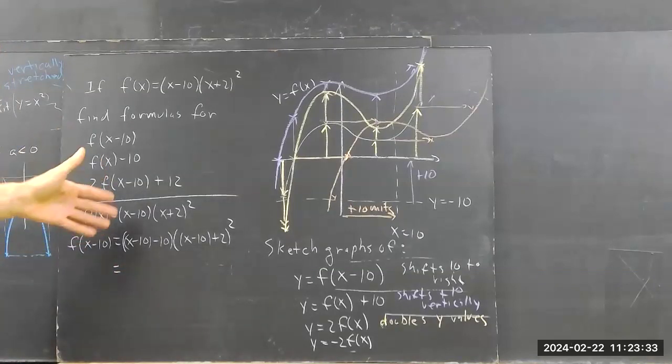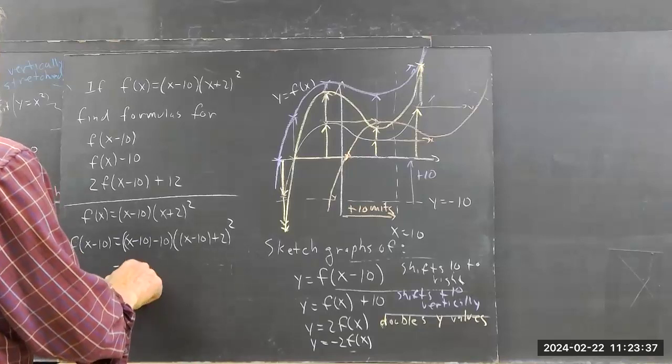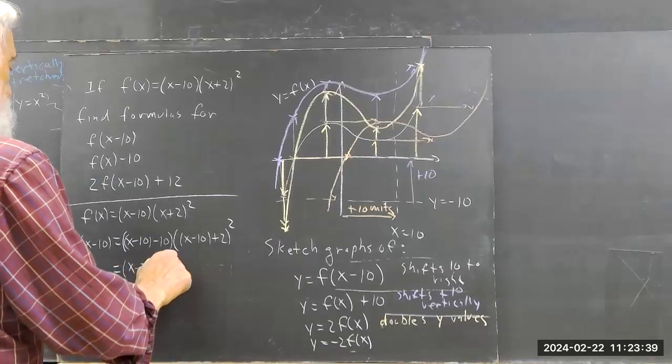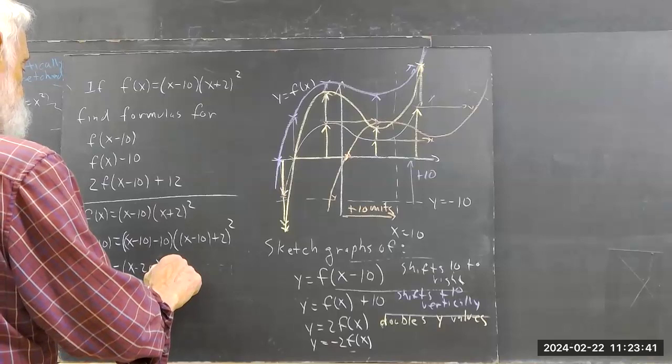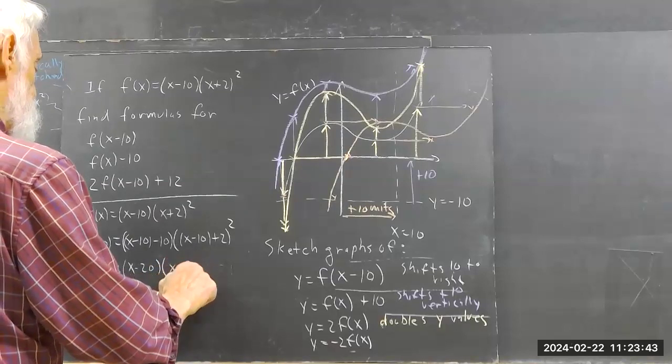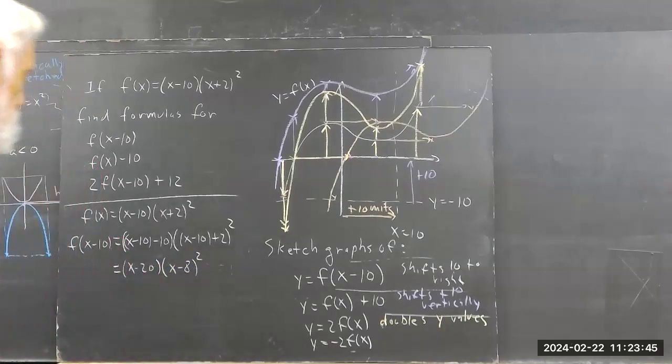So that's all we do. We just blindly replace all our x's by x minus 10. And this gives us x minus 20 times x minus 8 squared.